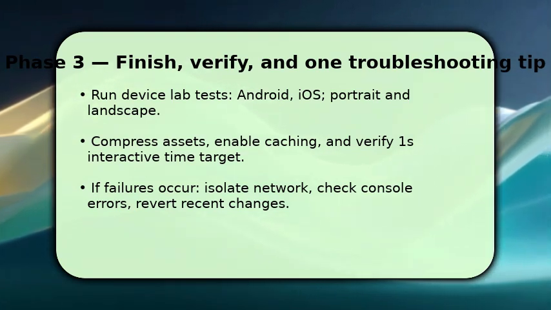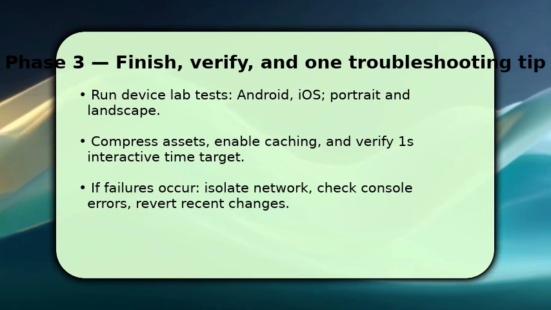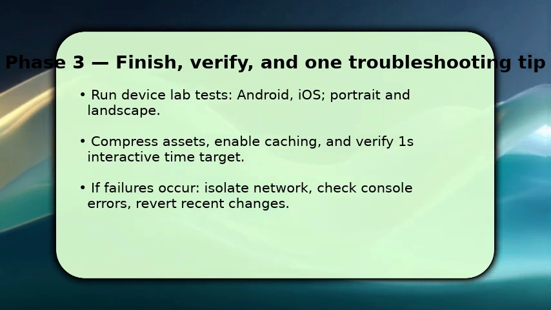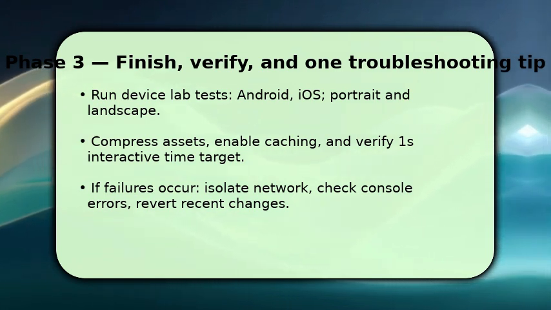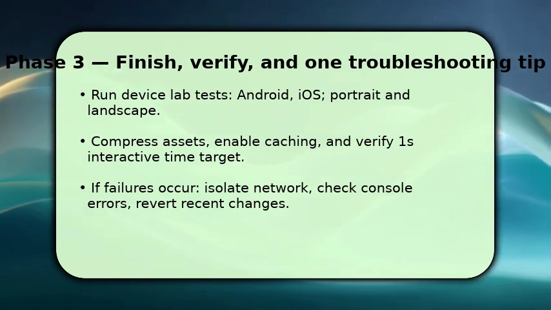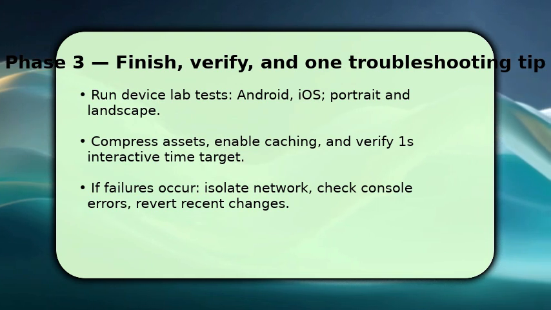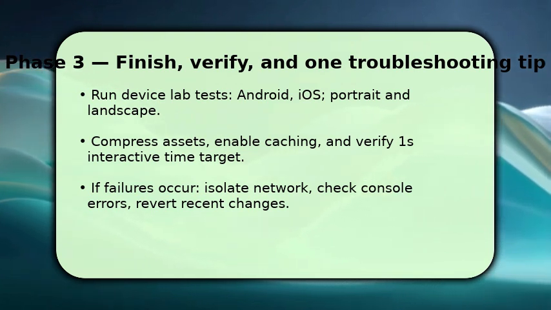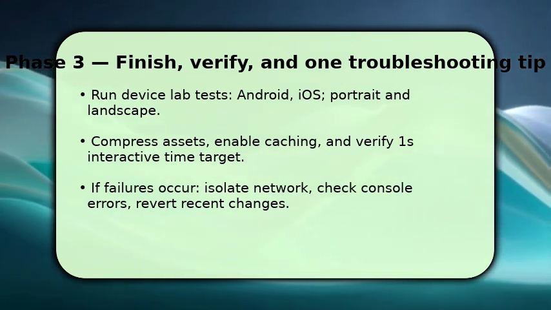Run device lab tests on Android and iOS in both portrait and landscape. Confirm the unit loads, and the CTA is reachable within 1 second of visibility. Compress assets and enable caching to reduce repeated downloads. Once satisfied, deploy to your ad server with proper targeting parameters.